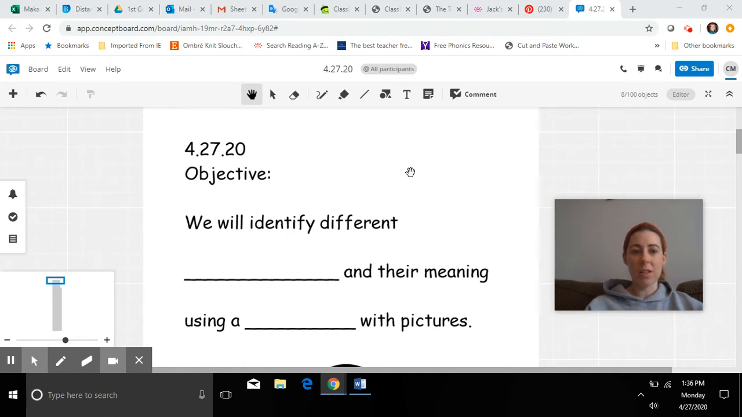So today we are going to be learning some words that can help us describe characters in stories that we read. We've already practiced describing what characters look like and how they're feeling inside. But these words are going to be a little bit different today. So we're going to talk about that.